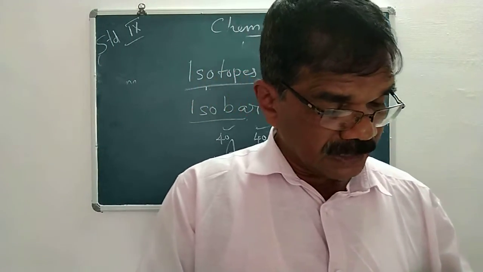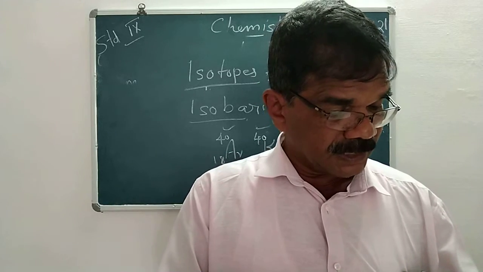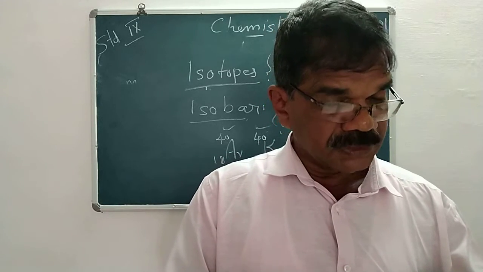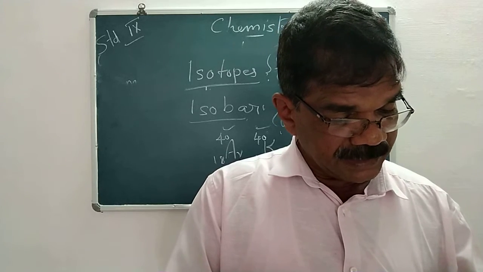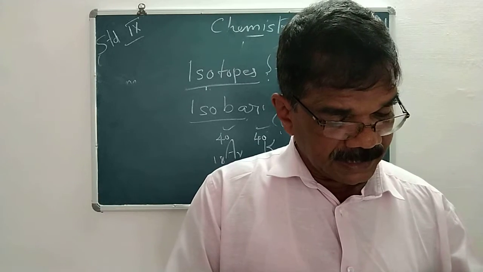Compare all the proposed models of the atom given in this chapter. Summarize the rules. These are the three rules. Define valency by taking examples of silicon and oxygen.